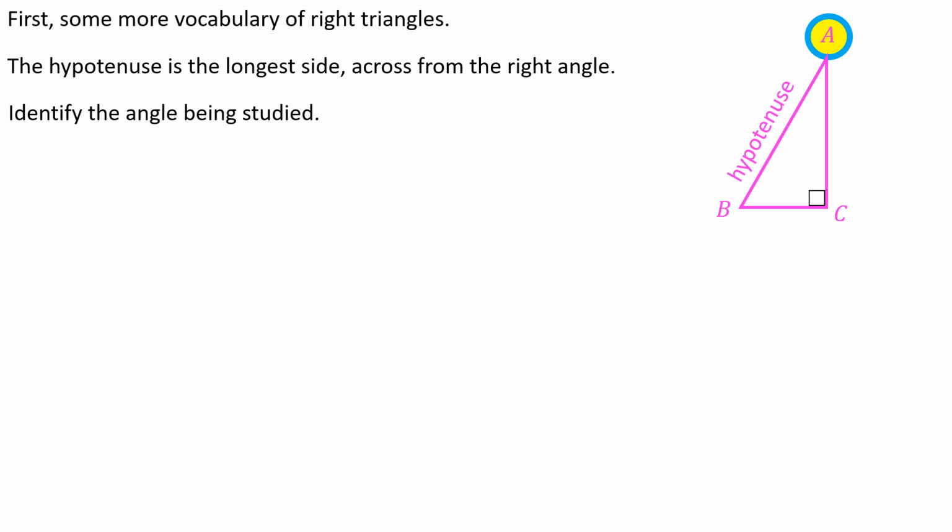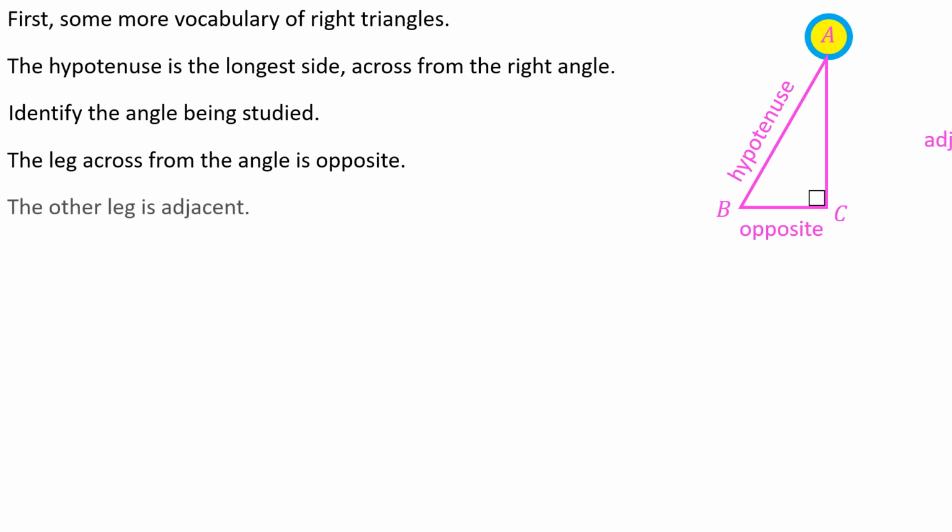Identify the angle being studied. It looks like I want to study angle A. Now, look what happens to the legs when I do this. The leg across from the angle is opposite, right? So if I want to study angle A, the opposite leg is now called opposite. And the leg that's adjacent to that angle, we call it adjacent, just like our classroom is adjacent to the lunchroom. So adjacent just means next to.